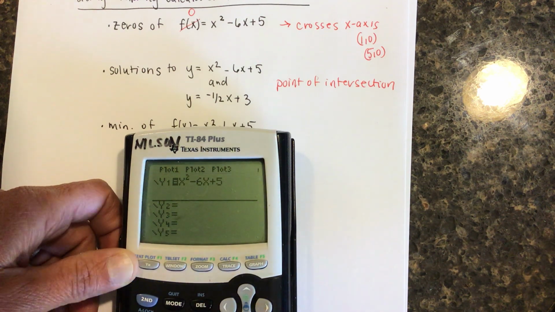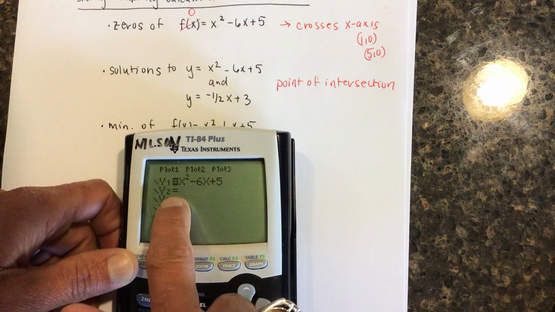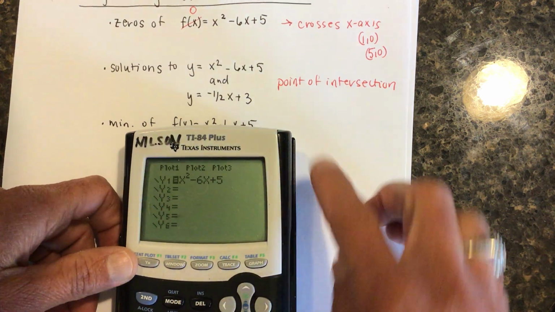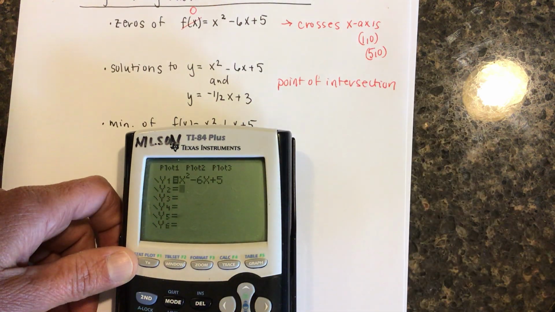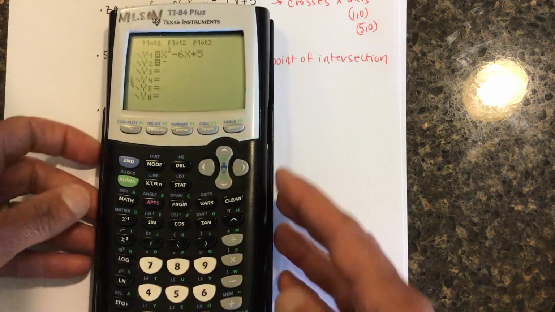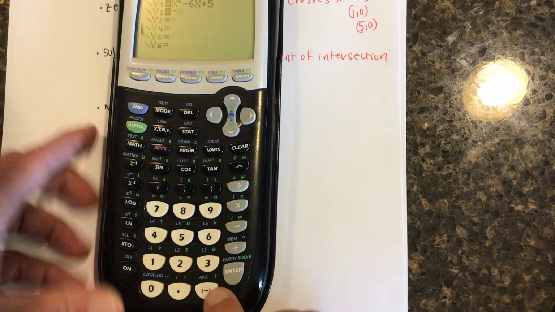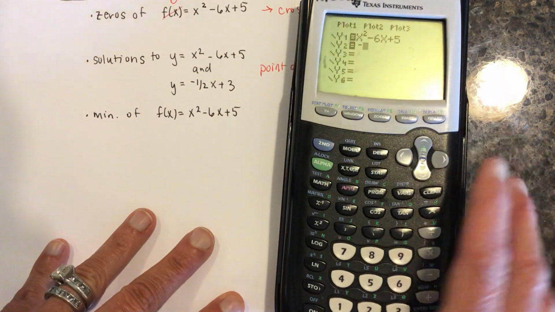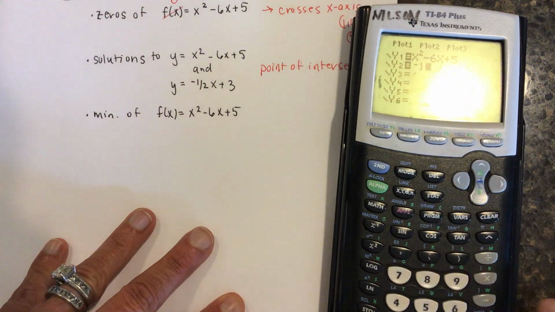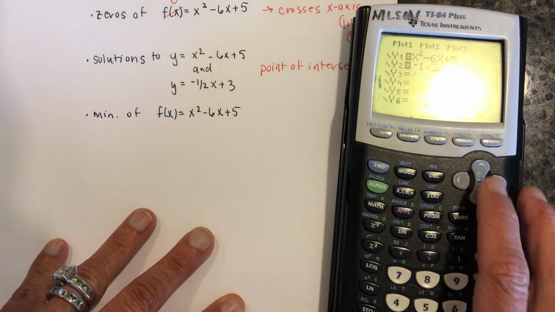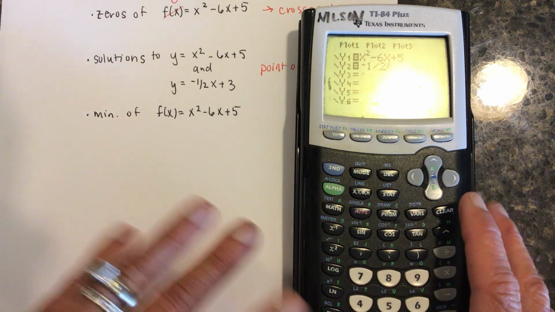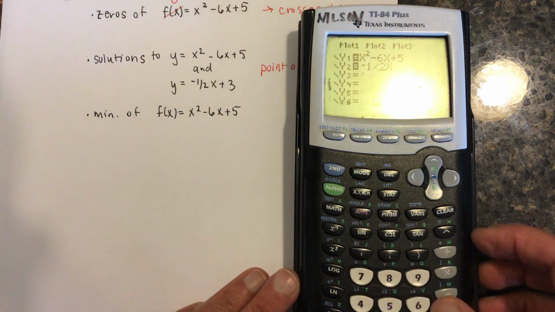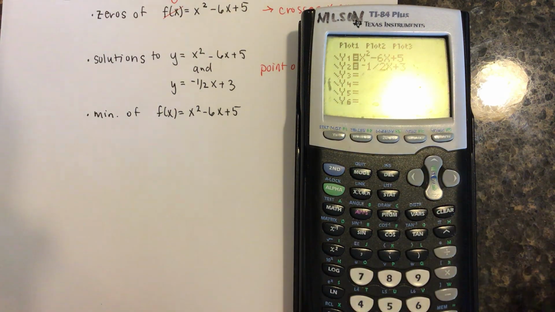Okay, don't clear yours. Under y2, this is going to be the second function. I'm going to enter my second formula. So negative, and make sure you're using the negative sign that's down here, not the minus sign. And then 1 divided by 2 will get me my 1/2. And then I have x plus 3. So there we go, and I'm going to hit enter.